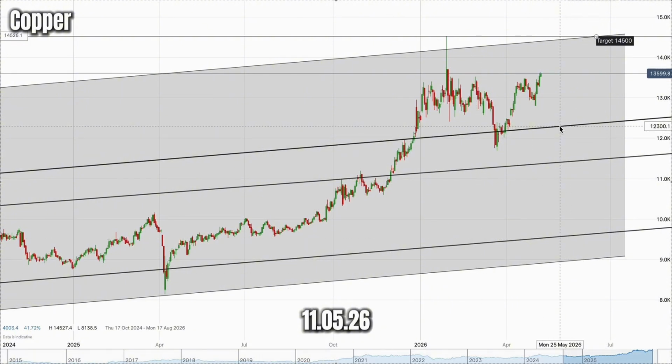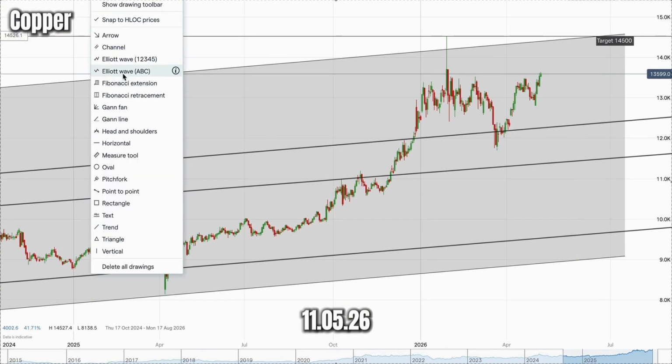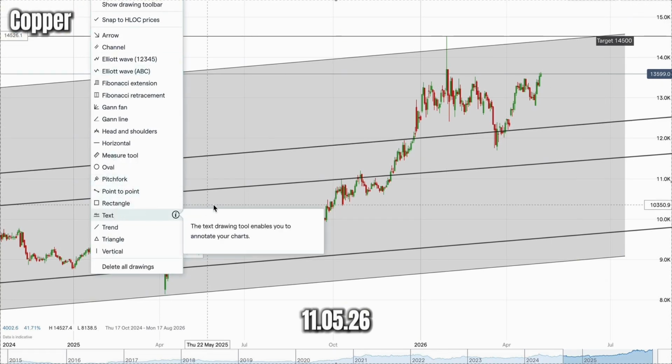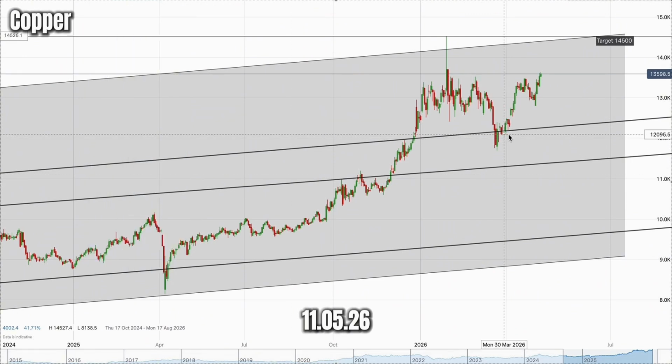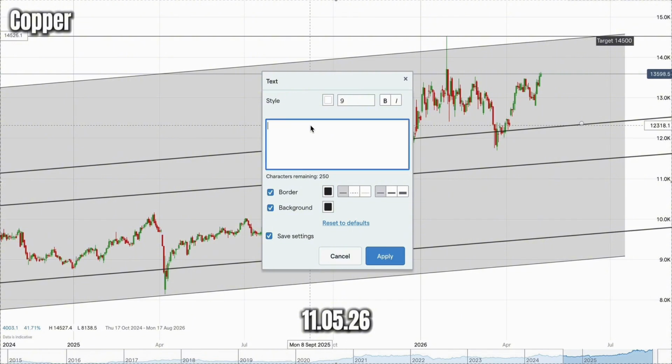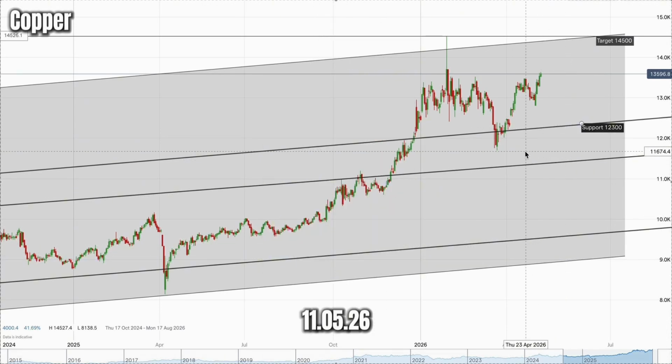And then we've got a support of around the 12,300. So let's just put that in. Support. Support 12,300. Okay, so that's all I'm going to put on this chart for now.